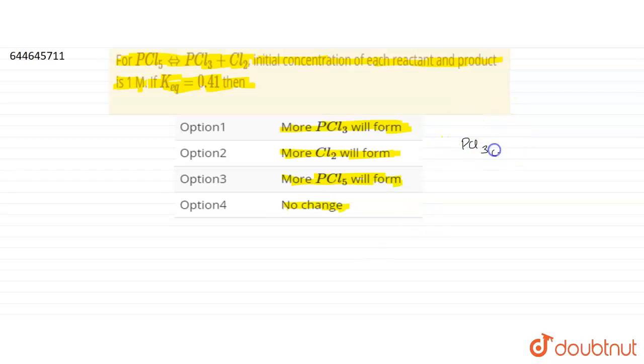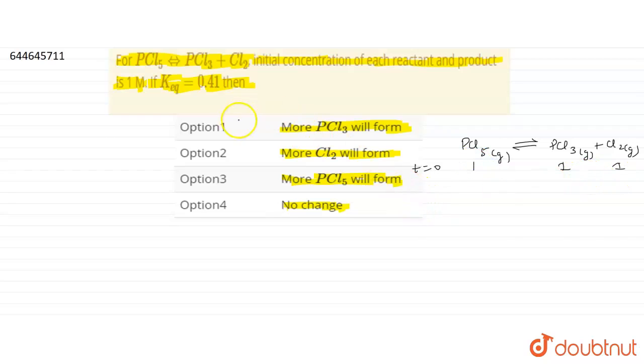PCl5, it is not PCl3, it will be PCl5, gaseous, at equilibrium converting into PCl3, or we can say it is dissociating like this, PCl3 gas plus Cl2 gas. Initially, that is at T equals 0, we have the same concentration for each of the reactants and product, that is 1 molar. I hope you guys are understanding it. Okay, so as you can see here, we have 1, 1 and 1.